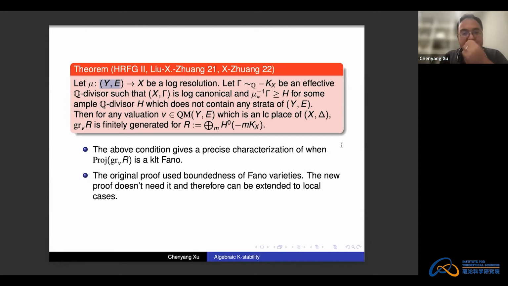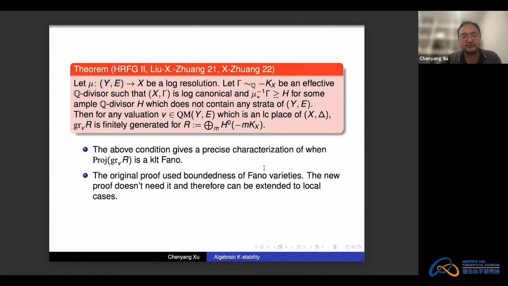The original proof I found with Yuchen and Ziquan used the abundance of Fano varieties. But later this year, we found a proof which circumvents the use of the abundance of Fano varieties. In particular, this same theorem can be used in the local case. The MMP input of the theorem is really just BCHM. We don't need the abundance of Fano varieties anywhere.